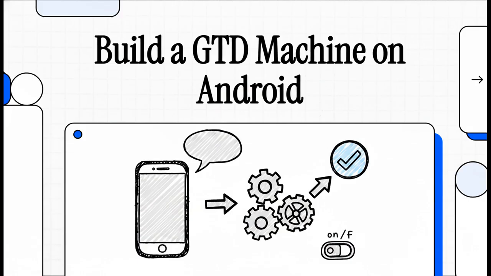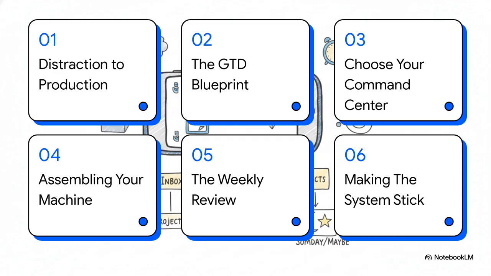So let's get building. Here's our blueprint for today. First, we're going to reframe the problem. Then, we'll lay down the GTD foundation, the core principles. After that, we'll choose our tools, assemble the actual machine, fire up its engine with the most important habit, and finally, make sure this whole thing is built to last.